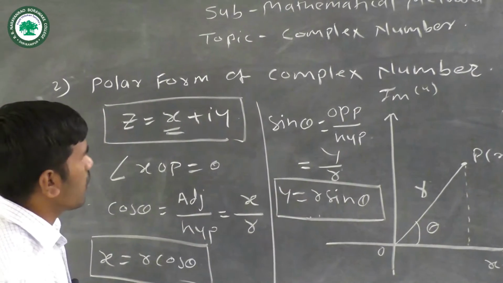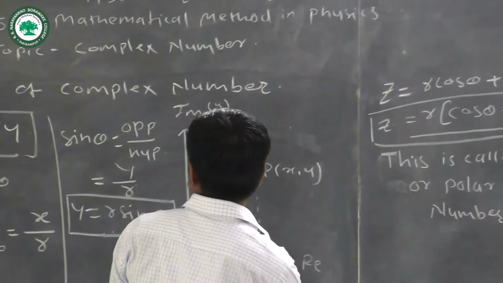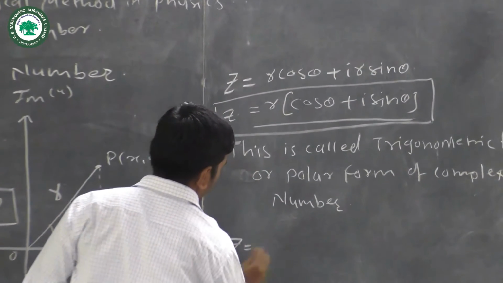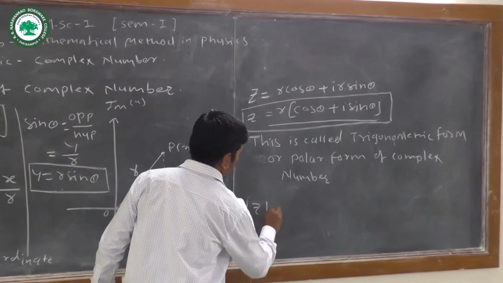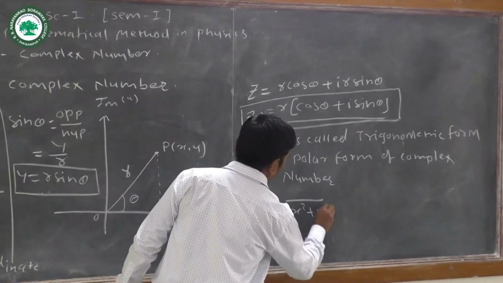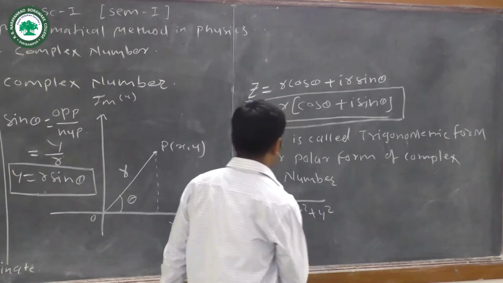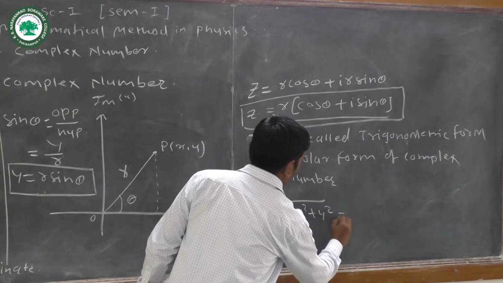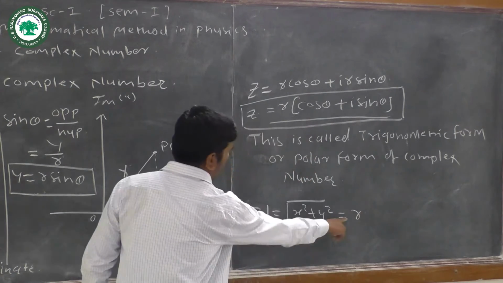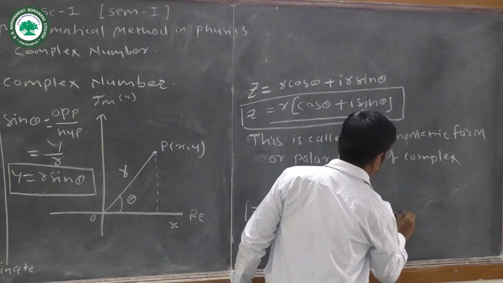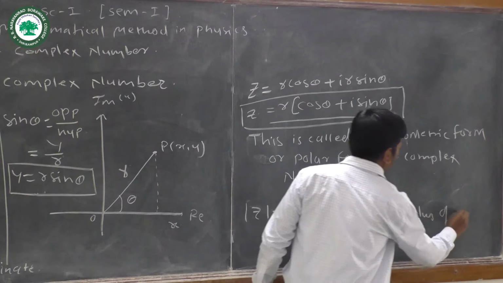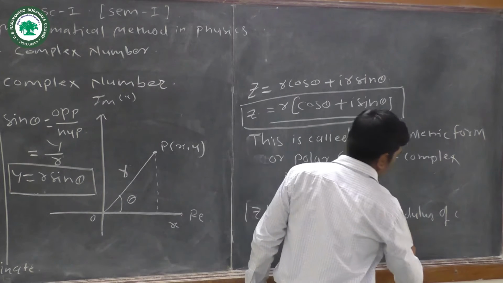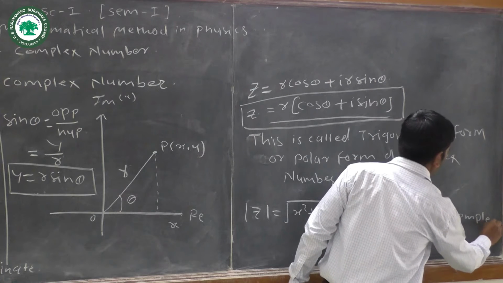In the last lecture we also saw the modulus of the complex number. Mod z is equal to under root x square plus y square for the Cartesian form of the complex number. Here we have the polar form, so we can rewrite it as r. So r is called the modulus of the complex number. r is equal to mod z, or r is equal to under root x square plus y square. So this is the modulus of the complex number.